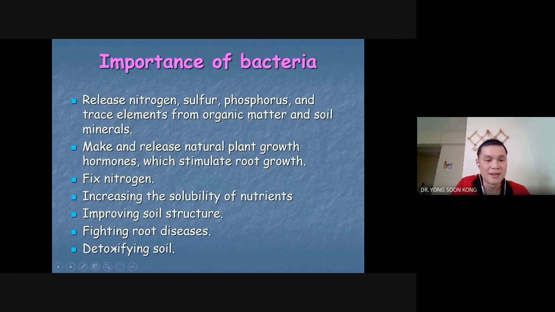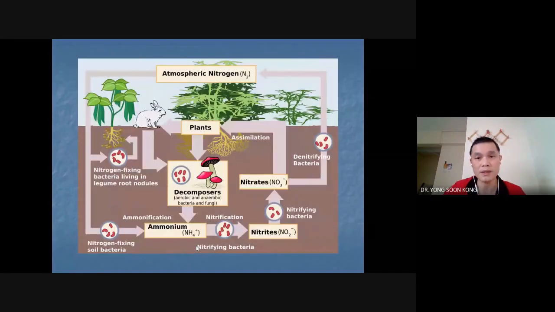And then finally, detoxifying soil. Now, this part, I think we'll go deeper. There's a chapter later on called bioremediation. I think by that time we'll go deeper inside it. So this is one of the major functions of bacteria inside the soil.